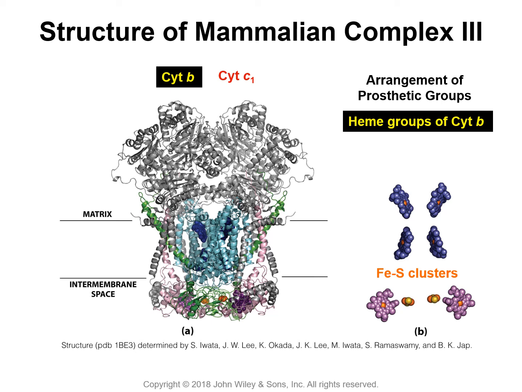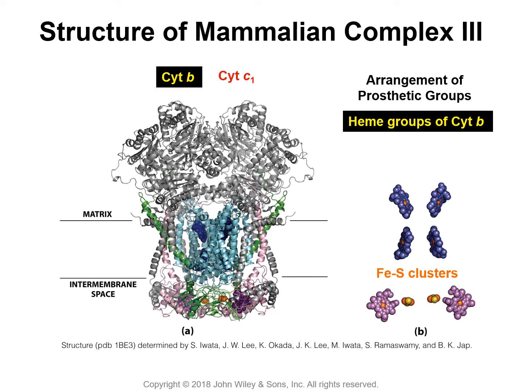Now, what you also see in here is the structure of complex 3. With complex 3, what you see is the backbone model. 8 transmembrane helices in each monomer of the dimeric complex are contributed by cytochrome B, that's light blue with the heme groups in dark blue. The iron sulfur protein is green with the Fe clusters orange, and cytochrome C1 is pink with the heme groups purple, projecting to the intermembrane space.